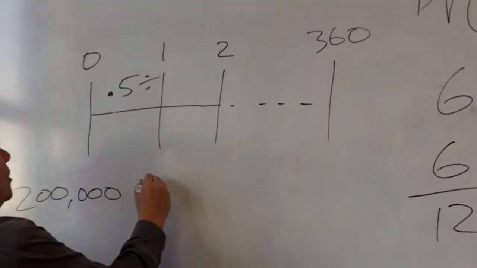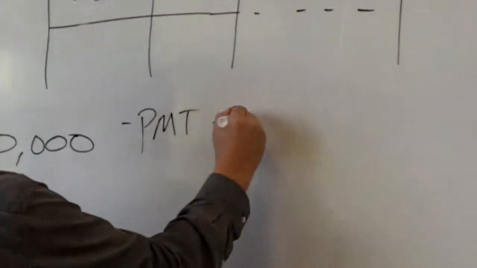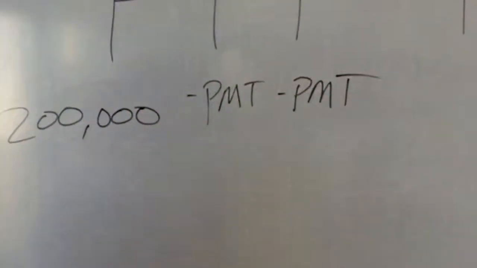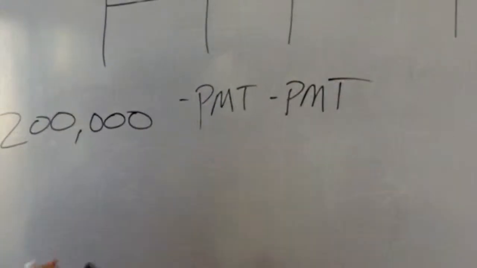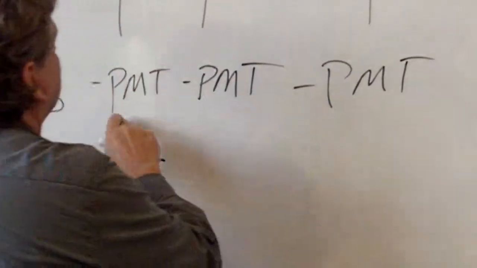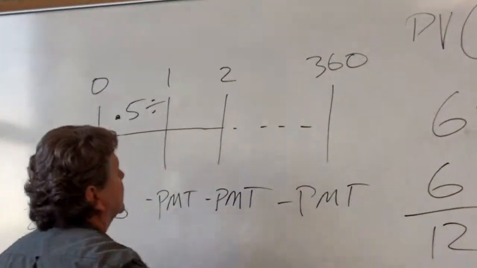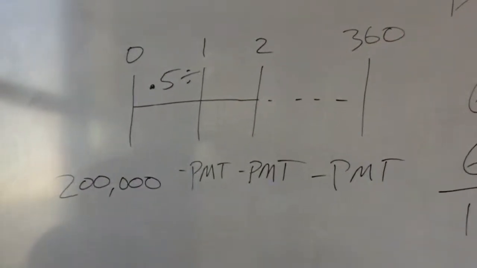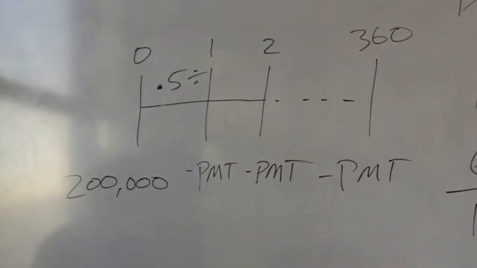So what we want to know is what's our payment? How much are we going to have to cough up? It's going to come out to be a negative number. That means we're coughing up this amount, whatever it is, for 360 months. So what is our payment going to be? Well, let's plug in the numbers.